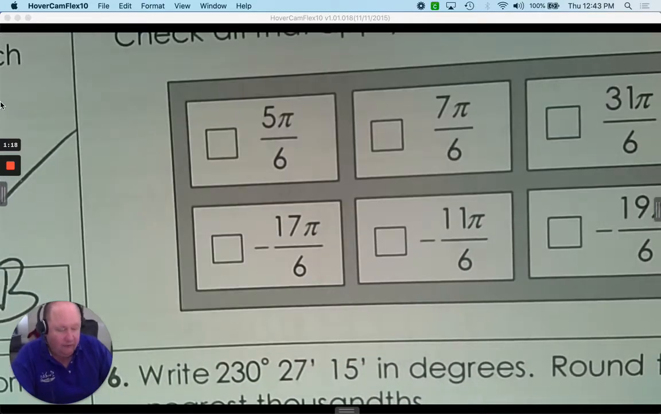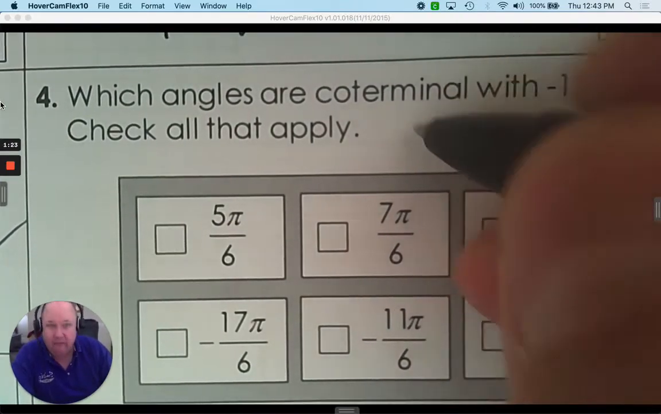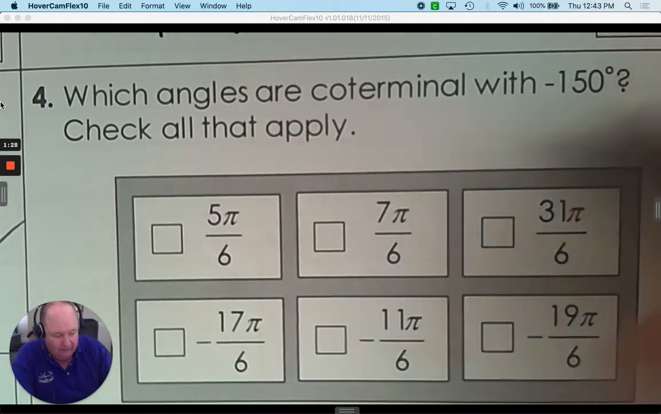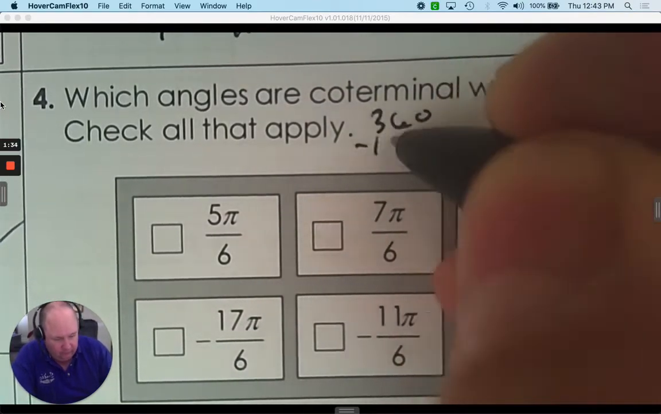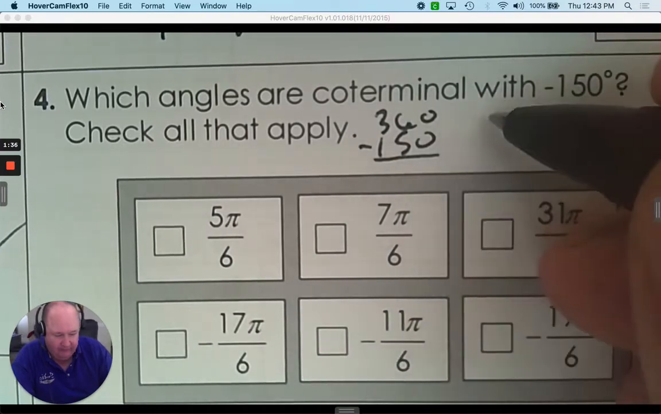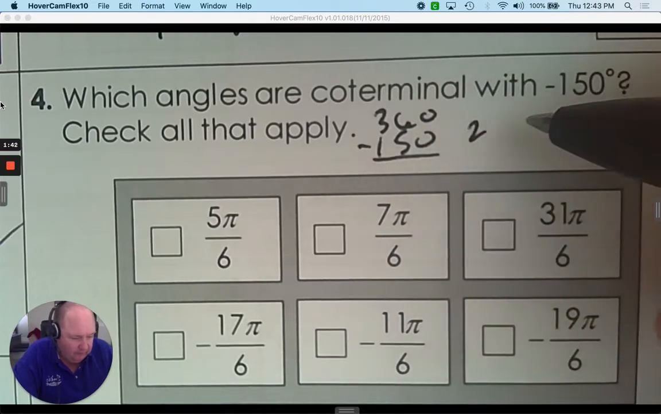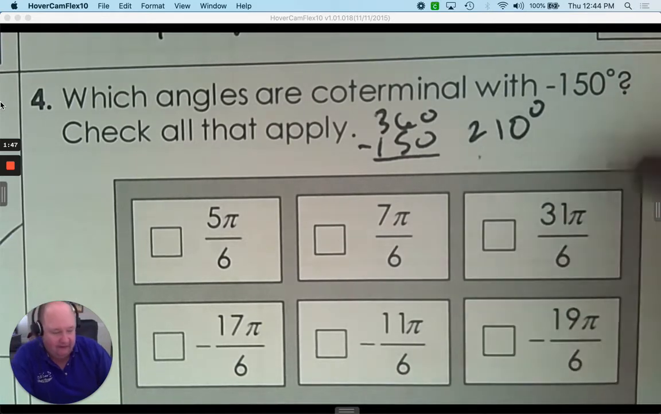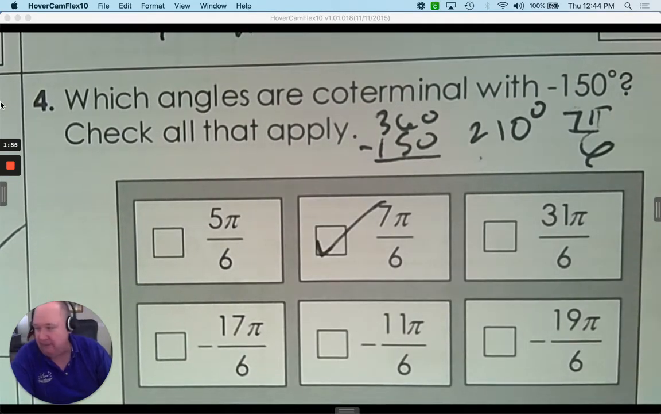Which of the angles are coterminal to negative 150? Check all the ones that apply. So negative 150, well, let's try it first. So first of all, add 360 to it. So 360 and negative 150 together, that makes 225, right? No, it doesn't. It makes 210. Silly. So which one's the same as 210? So in radians, that is 7 pi over 6. So that one is coterminal.